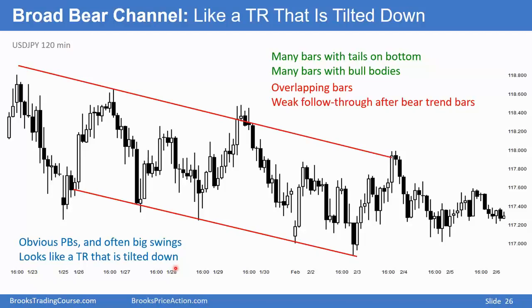Obvious pullbacks. Bear trend, but pullback very strong. In fact, it's a swing up. Again, it looks like a trading range that's tilted slightly down.